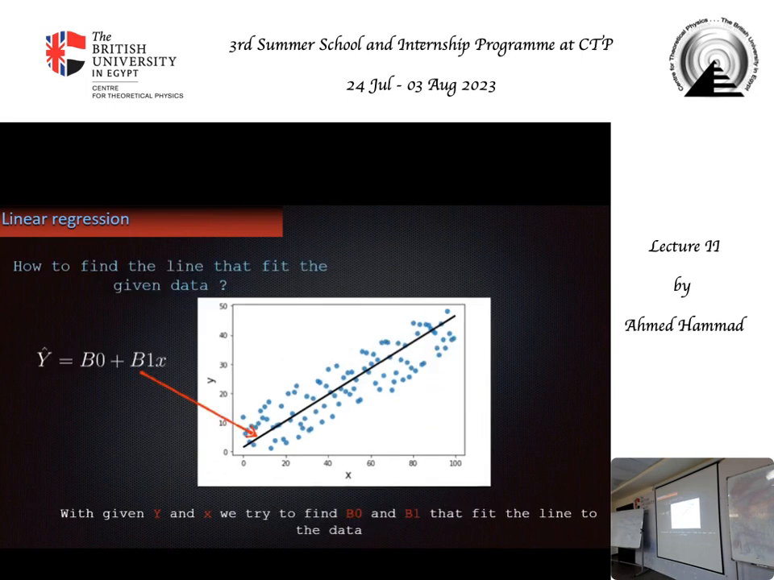Well, so how can we find that? We can draw this line, and now we have this y hat. It's nothing but the intercept plus slope times the x. So now we have two parameters, b0 and b1. As we change those parameters, the line changes completely. So we want to find the values of b0 and b1 that best fit the line to the data.